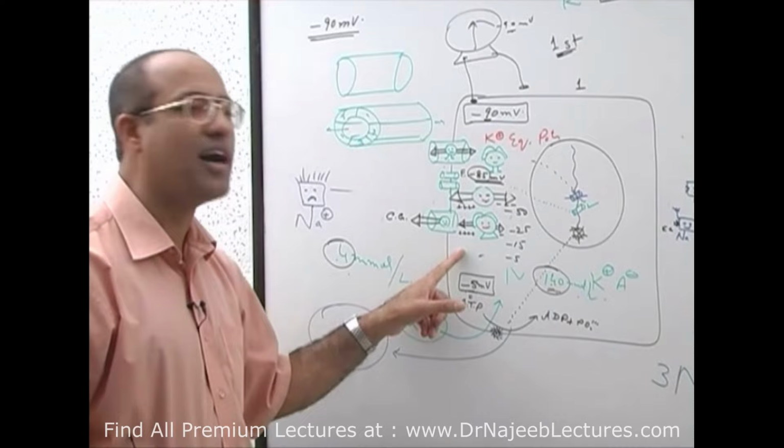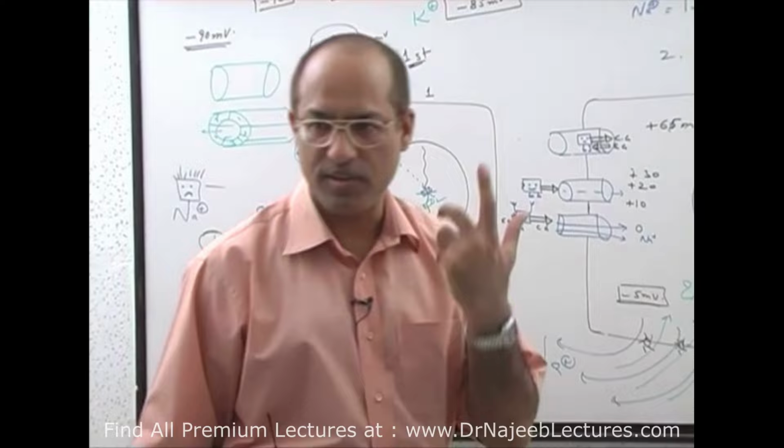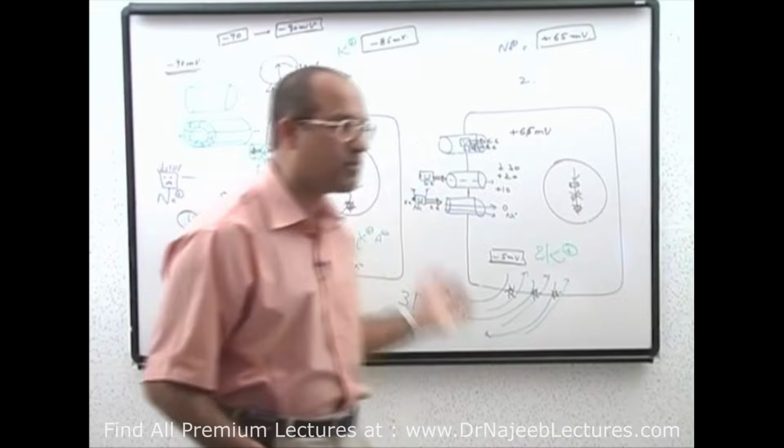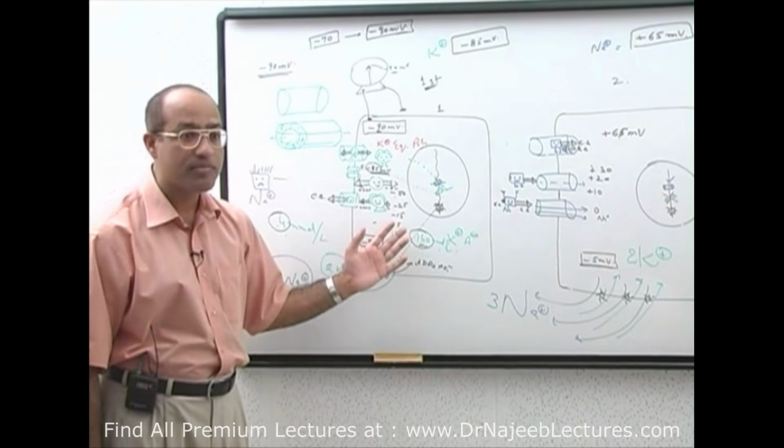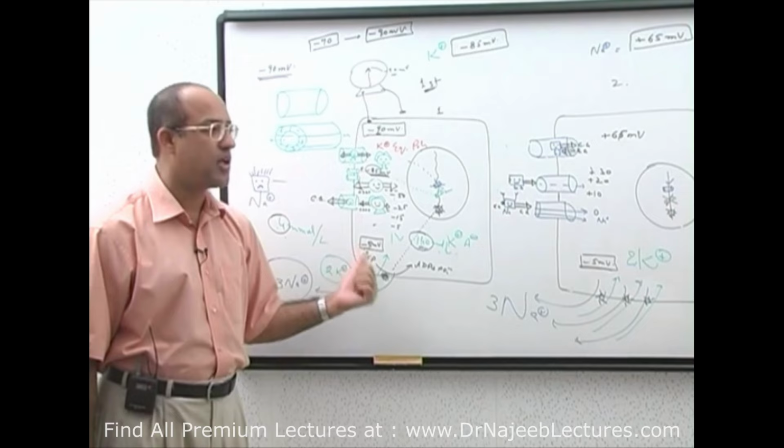Now, if someone asks you, what is the genesis of the resting membrane potential? Why is the resting membrane potential there? How is it produced? The answer is very simple; we can sum it up. Number one, all human cells have a lot of sodium potassium ATPases. They concentrate the sodium out and potassium in, so all the cells are very rich in potassium. Step number two, resting cells are not permeable to sodium, but they are very, very permeable to potassium.